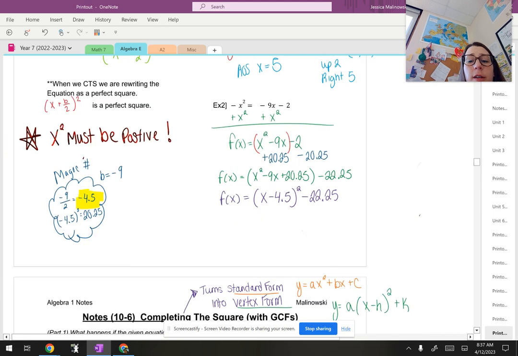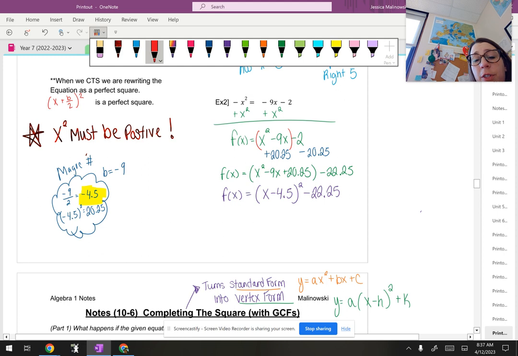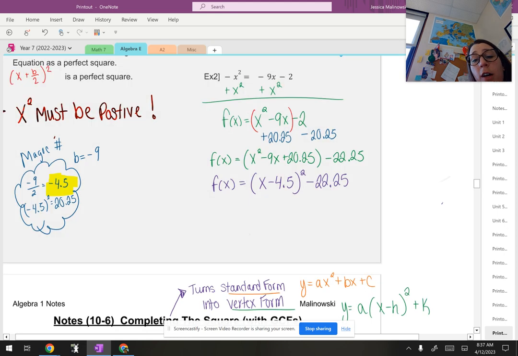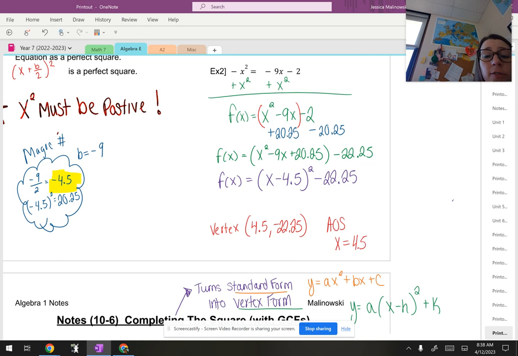Trust the process. All right, so just the last little stuff to finish off. My vertex is 4.5, comma, negative 22.25. My axis of symmetry is x equals 4.5.